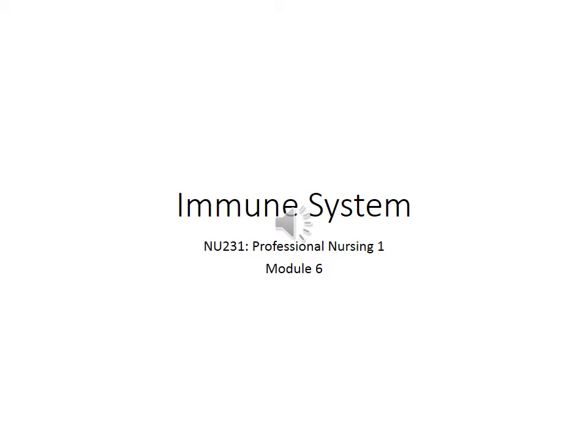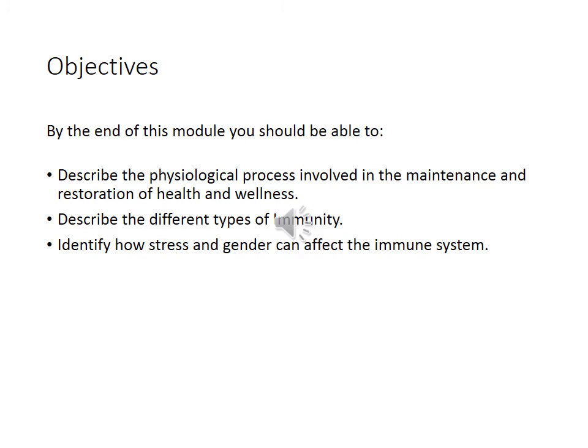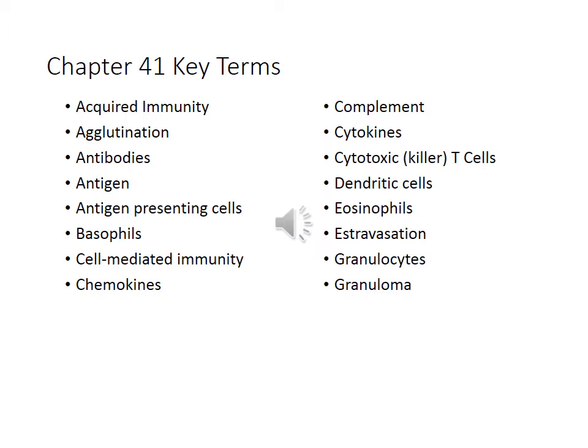It is Module 6. The objectives: you should be able to describe the physiological process involved in the maintenance and restoration of health and wellness, describe the different types of immunity, and identify how stress and gender can affect the immune system. The next couple of pages are key terms, and you should have at least some understanding of them.